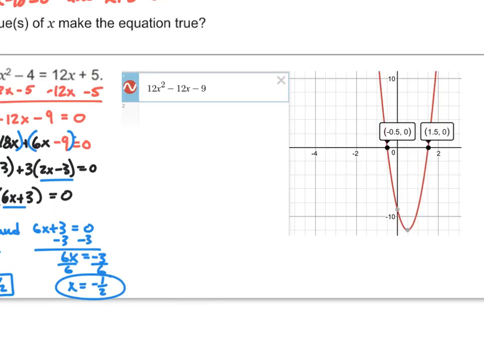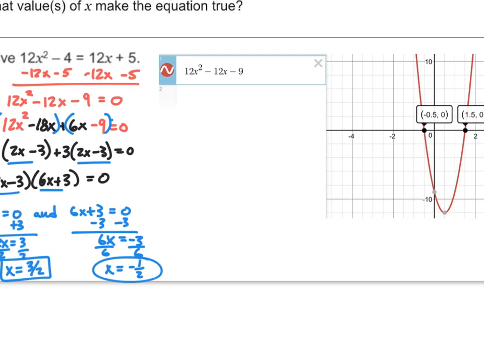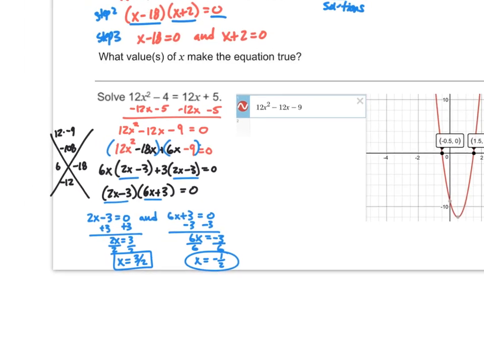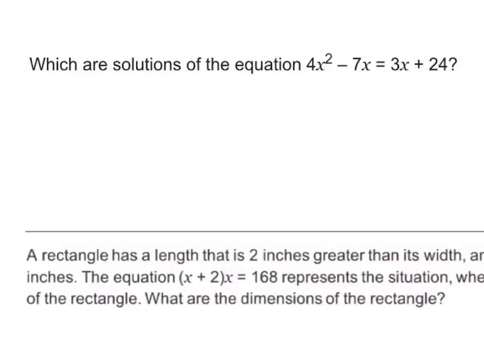If we take a look at this graph, we were looking for the numbers 3 halves and negative 1 half, and these are in decimal form. So negative 0.5 is negative 1 half, and 1.5 is the decimal version of 3 halves. So we did, in fact, do this correctly. Hopefully we're able to get the process down and see how to do this. Okay, let's take a look at the next one.